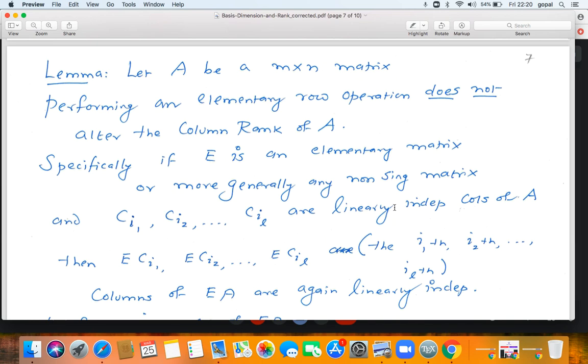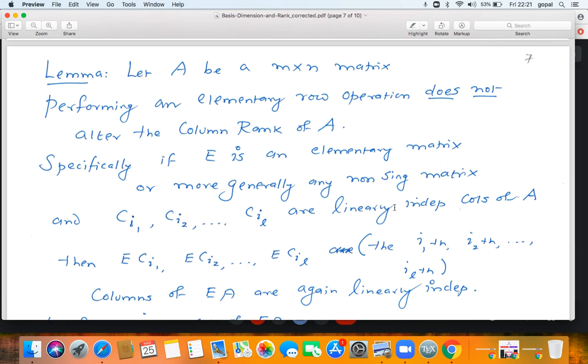We will prove a more precise result. Suppose E is an elementary matrix. Remember, performing an elementary row operation on a matrix is equivalent to pre-multiplying the matrix by the corresponding elementary matrix. So instead of physically performing the row operation, you simply think of EA, where E is the corresponding elementary matrix. Now, suppose, for example, you mark the columns of A which are linearly independent. Say the i1th column, i2th column, dot dot dot, ilth column of A are linearly independent.